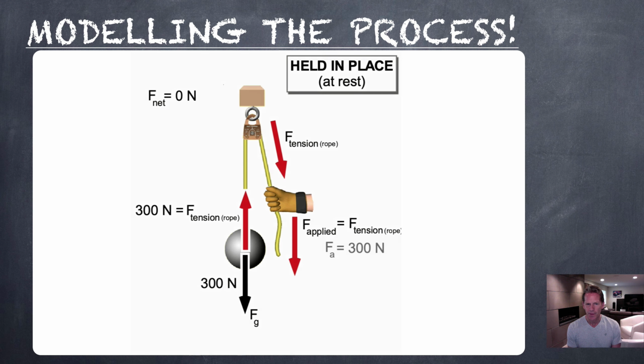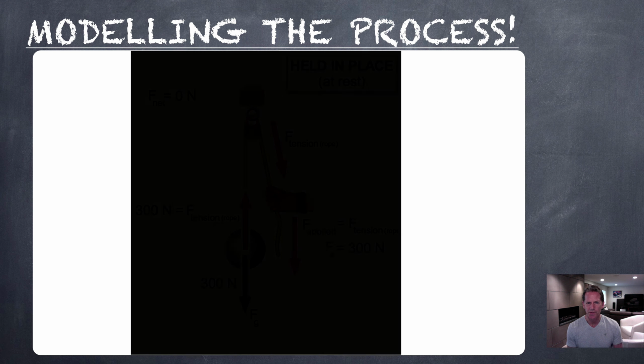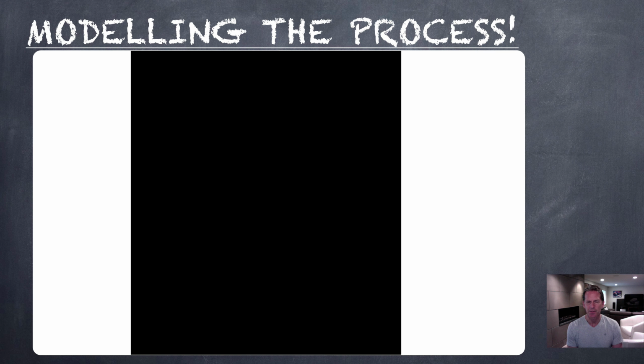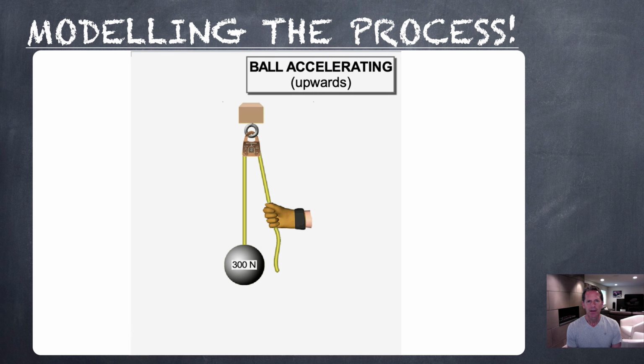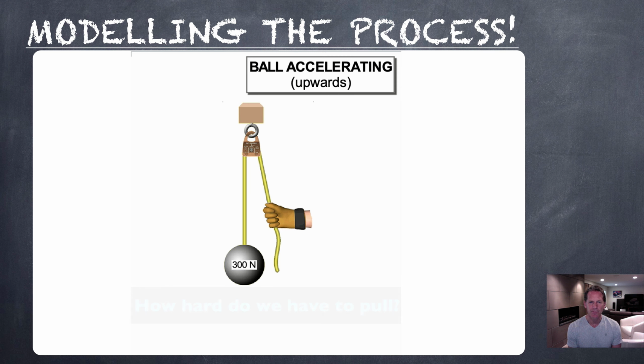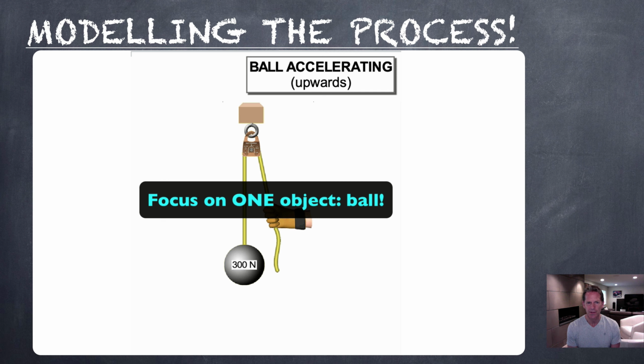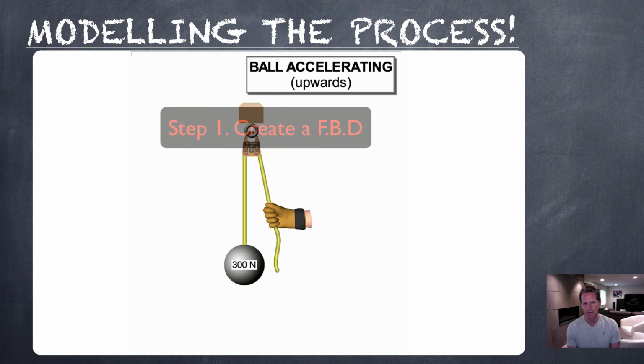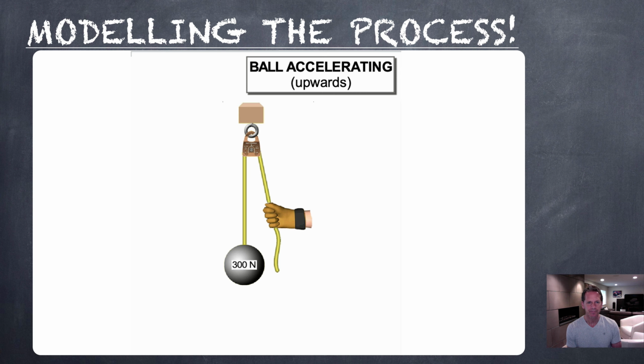So in those 4 stages, the second and third stage were really intuitive. We're just expanding them out in more detail to make it more clear, okay? Let's look at that same situation now, accelerating the ball upwards. How hard do we have to pull now? Again, focus on just one object to draw your free body diagram on, in this case, the ball. So this is a repeat of what you've seen before.